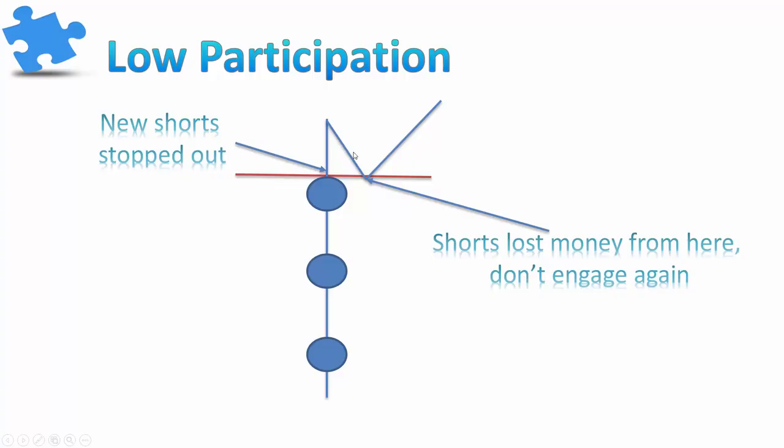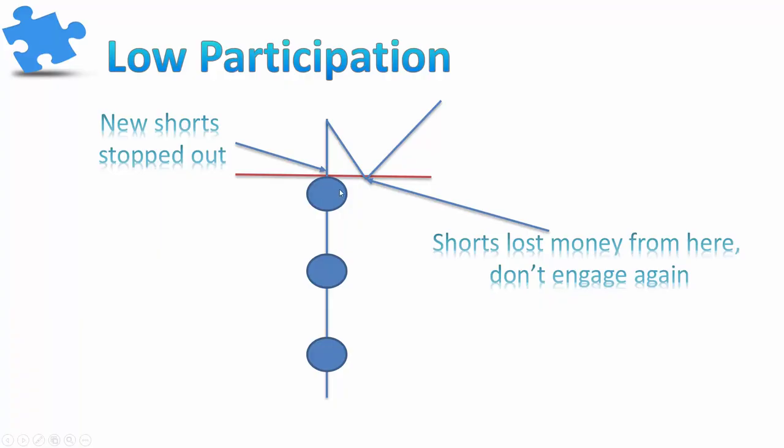So this is a prime example of where we'd expect low participation. Again, we're in a move up. We've had an area of balance where both short and long traders initiated new positions. As we move up, the new shorts get stopped out. As we move back down, the pullback, we often get as low as the top of that previous high volume area, and suddenly nobody's there.